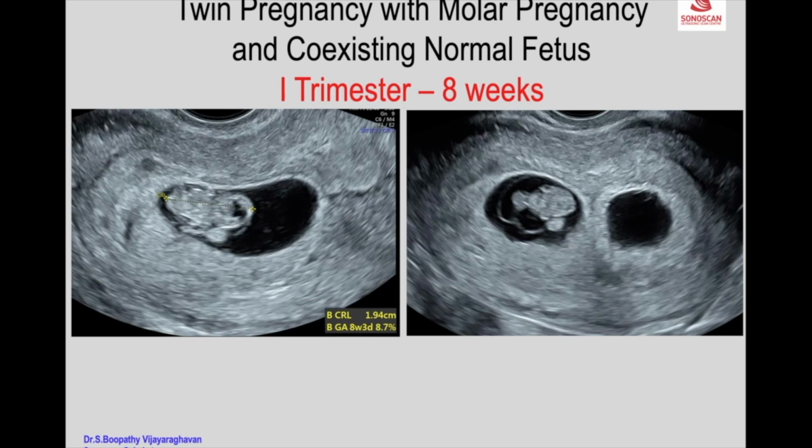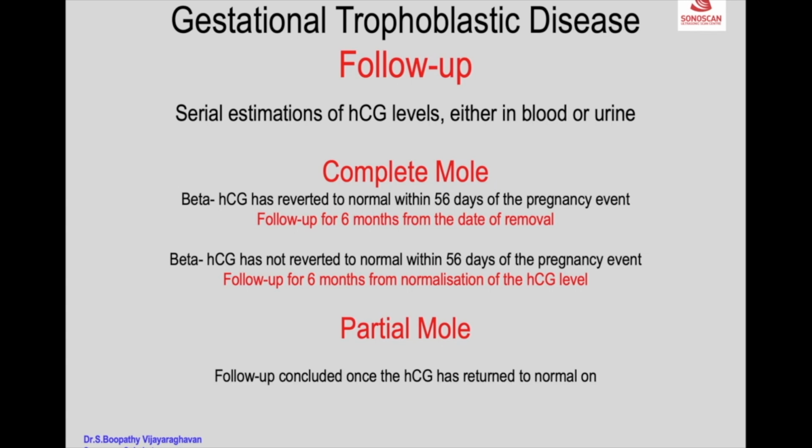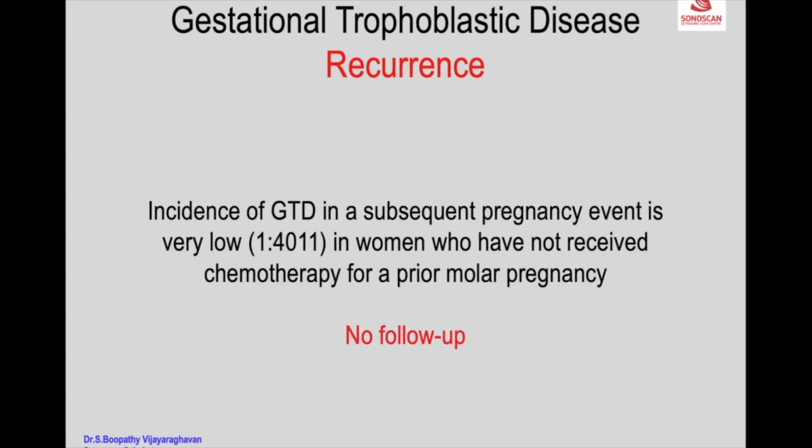An example, you see follow-up for 6 months from the normalization of the HCG level. In case of partial mole, follow-up is concluded once the HCG has returned to normal on 2 samples at least 4 weeks apart. So beyond that, there is no need to follow. Recurrence of gestational trophoblastic disease.